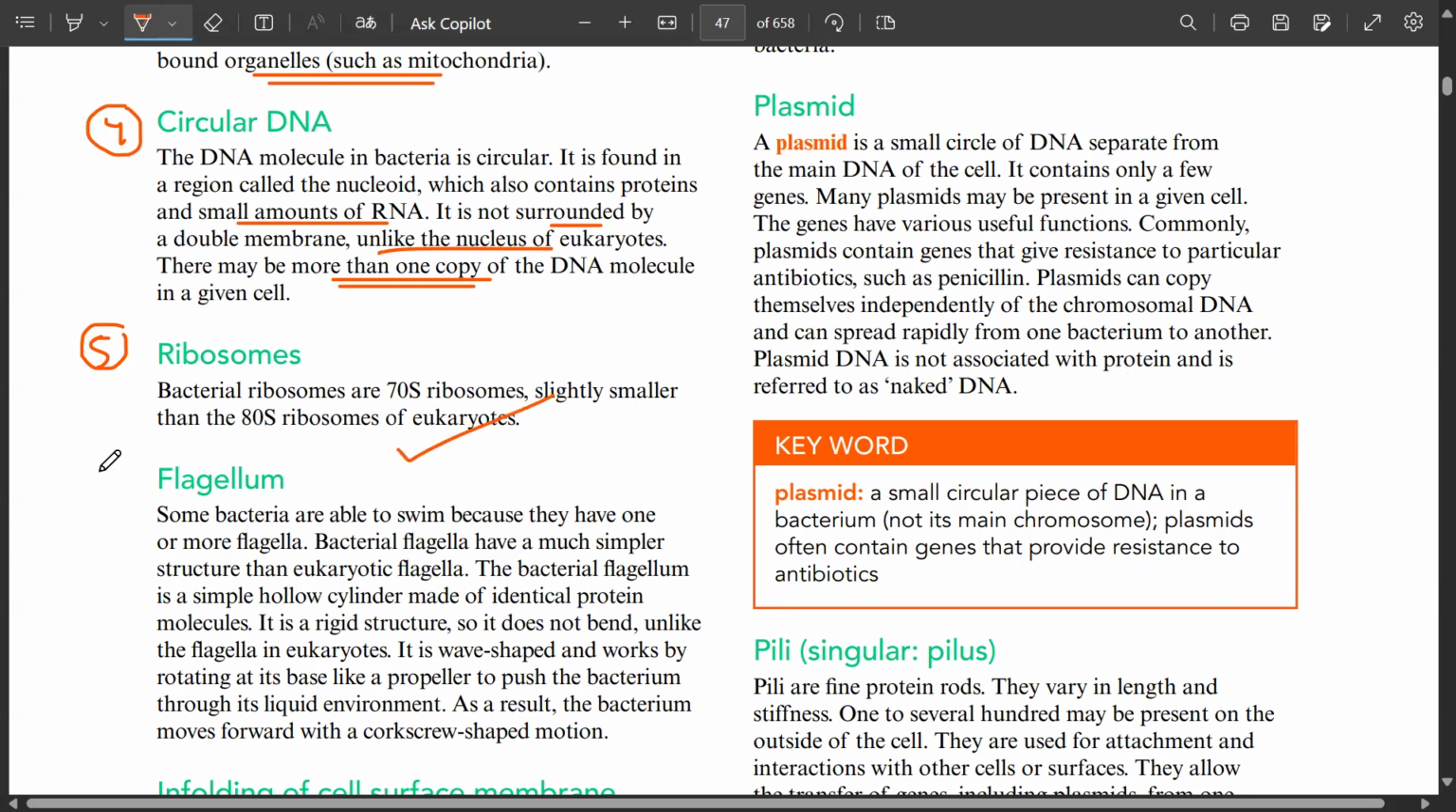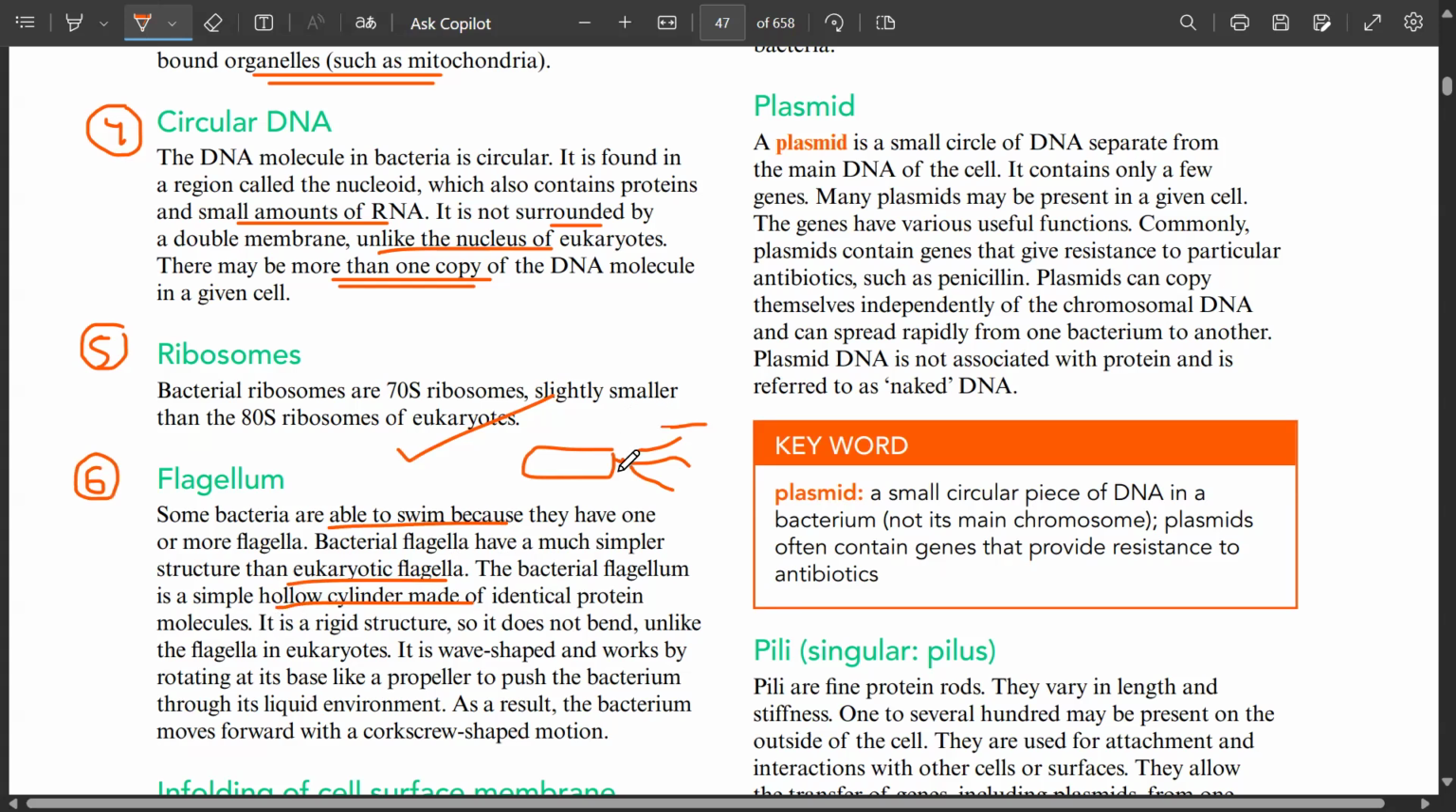Good. Flagellum. What is the function of flagellum? Allow movement. Allow movement, exactly. They are able to swim because they have one or more flagella as well. Bacteria flagella have a much simpler structure than eukaryotic flagella. The bacteria flagellum is a hollow cylinder made up of identical protein molecules.